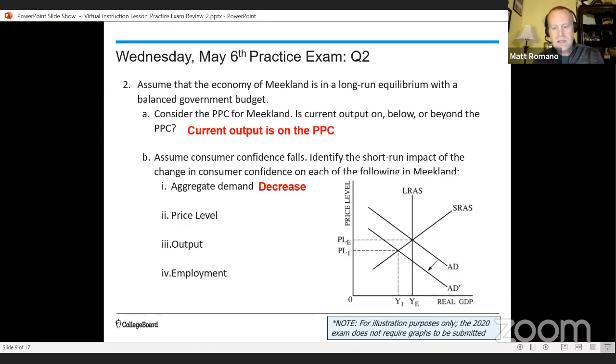And as a result of that, you can see essentially a domino effect. Price level is going to decrease. It's right there on my graph, PLE down to PL1. Output, decrease. I went from YE to Y1. We started at full employment, but now we're below full employment. We have a recessionary gap now. As a result of the decrease in output, employment also decreases. Unemployment goes up, employment goes down. With a decrease in output, less output being produced, less workers are needed, people are going to be let go. So once again, you're not submitting graphs, but I do recommend you draw some graphs, and I've got a few more coming. Draw some graphs to help you as you work out and process the answers to these questions.